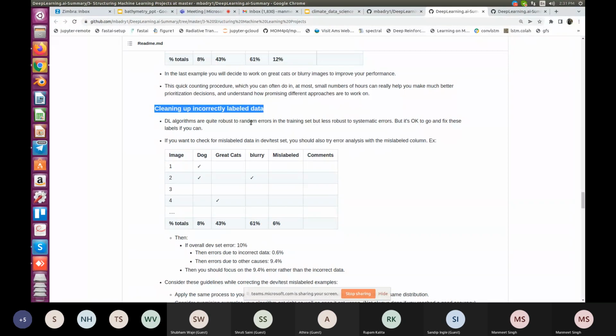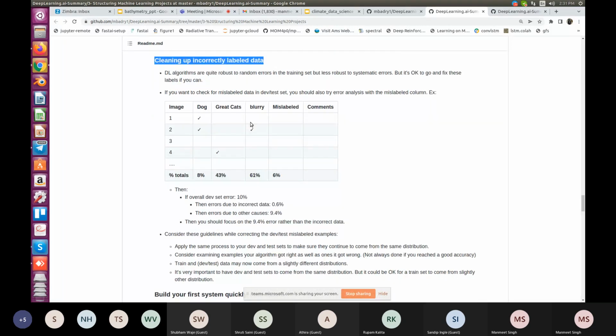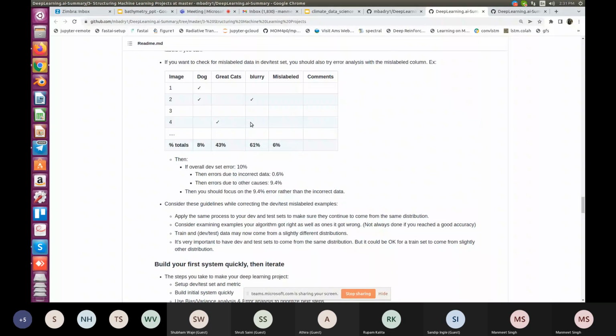If you want to check for mislabeled data in the dev or test set, you should try error analysis with a mislabeled column. For example, you can have the first column as image, and in the other columns you can see whether it's a dog, great cats, blurry, mislabeled comments. If the overall dev set error is 10%, and errors due to incorrect labels are, for example, 0.6%, then errors due to other causes are 9.4%.